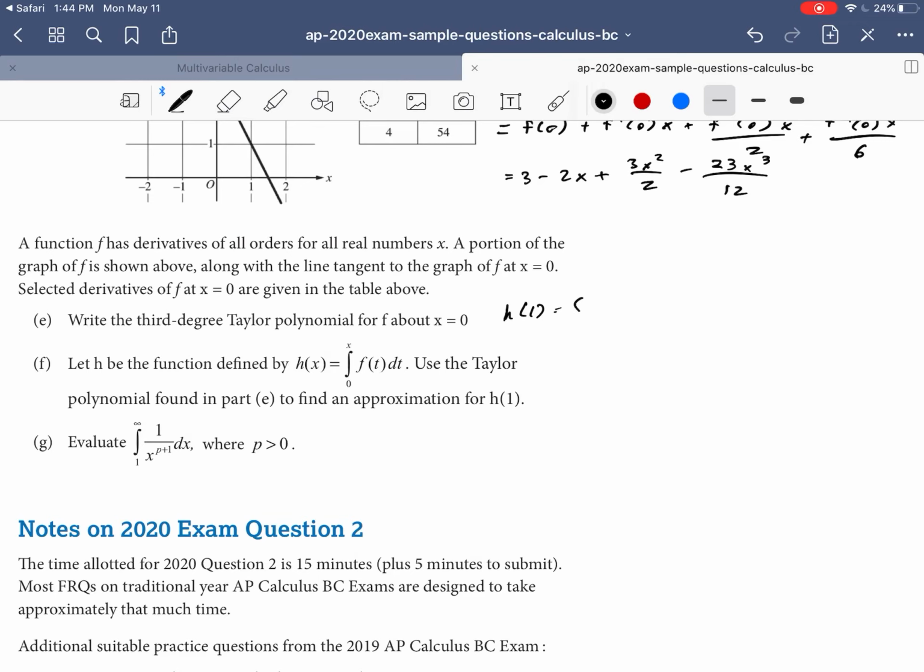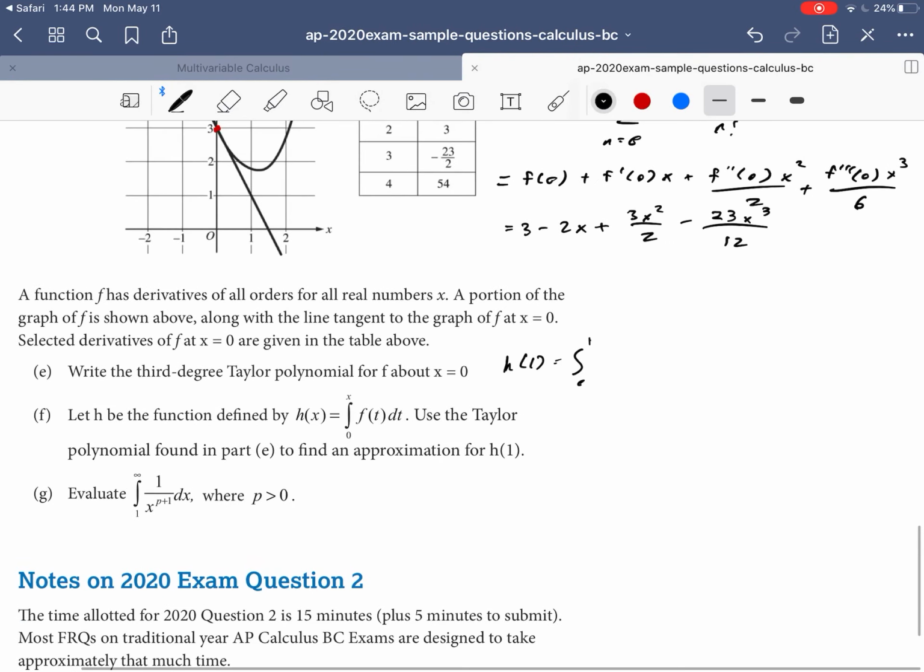Okay, now we're just going to find an approximation for h prime of 1. So, or h of 1. So h of 1 is the integral from 0 to 1 of f of t dt. Well, what is f of t dt based on our approximation?